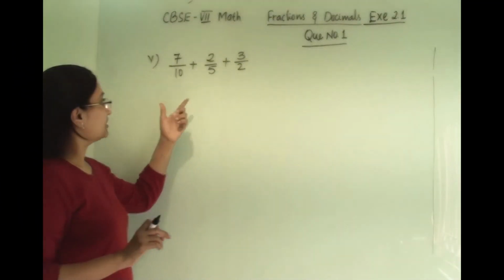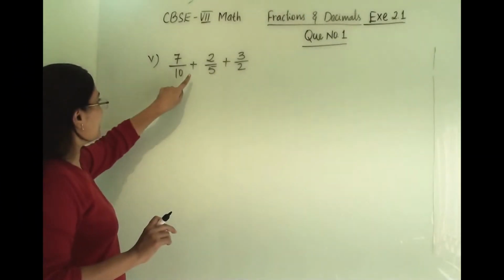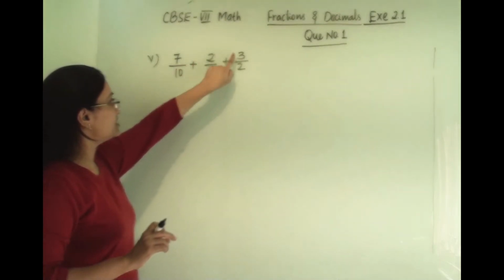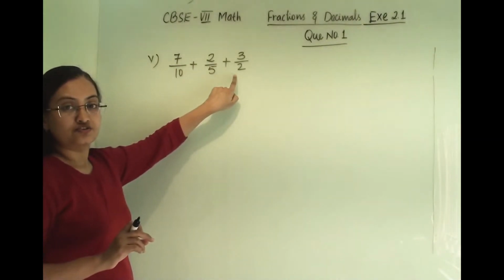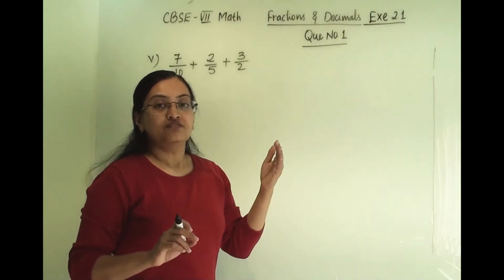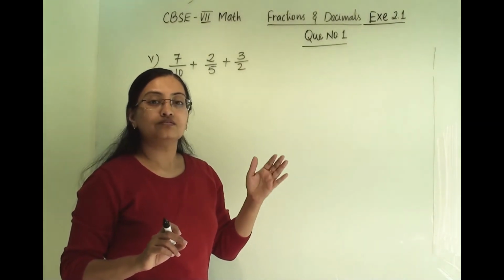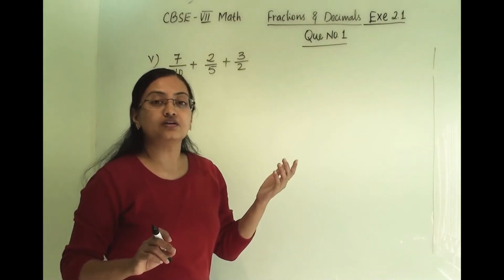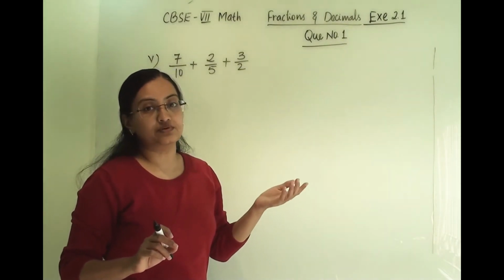Now fifth numerical. Here 7 by 10 plus 2 by 5 plus 3 by 2 is there. In all the earlier numericals we have seen denominators which are prime numbers or which were not each other's factors or multiples.